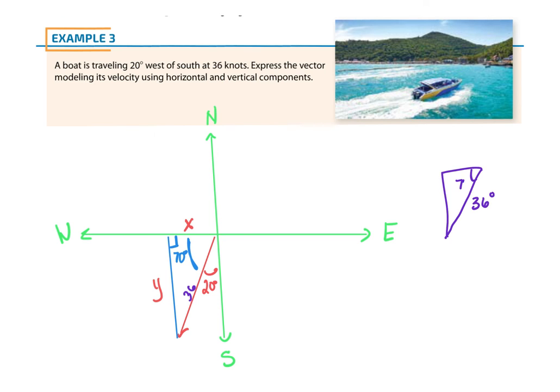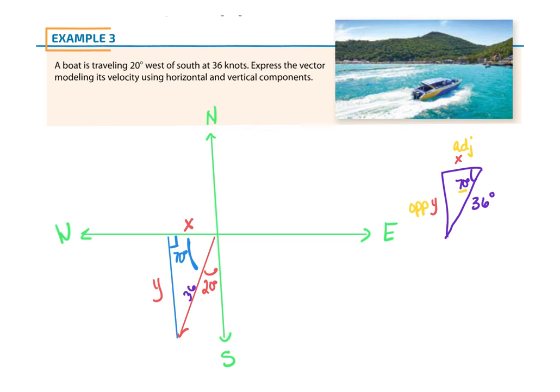I gathered that this was 70 degrees because I had that 20. And I need to know my lengths. So I'm going to do SOHCAHTOA. My horizontal movement, that's this guy. Vertical's that guy. If I label it based on this 70, the Y is going to be my opposite. The X is going to be my adjacent. And I can use right angle trigonometry to figure it out.